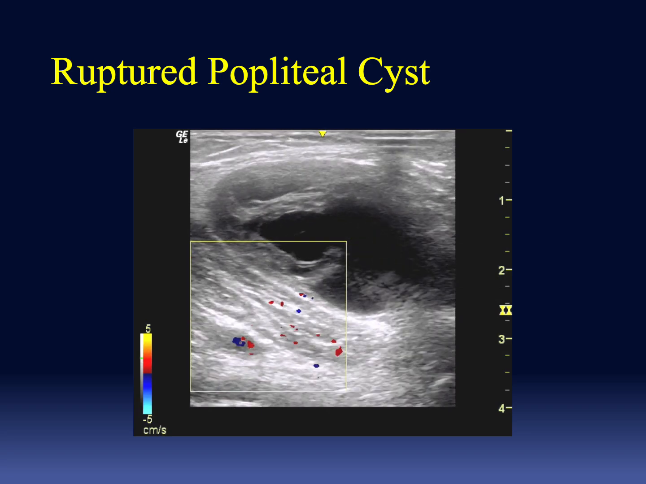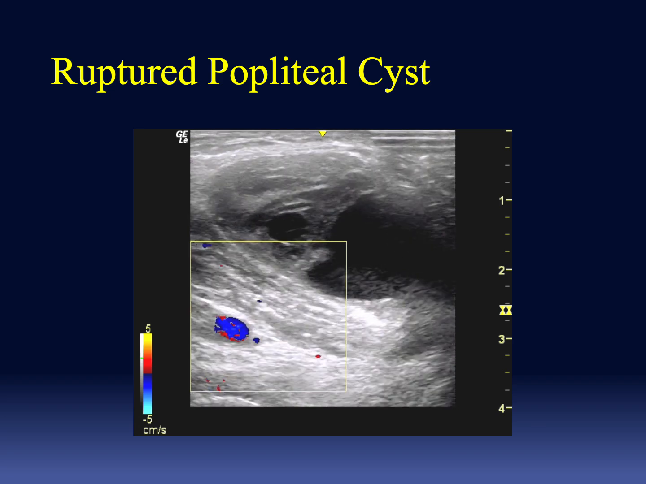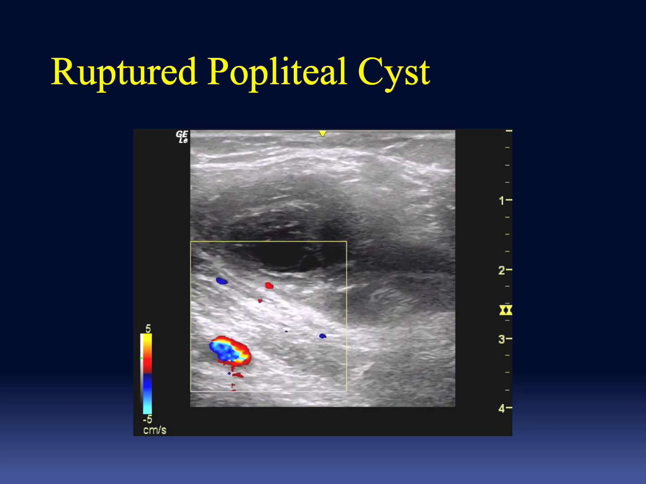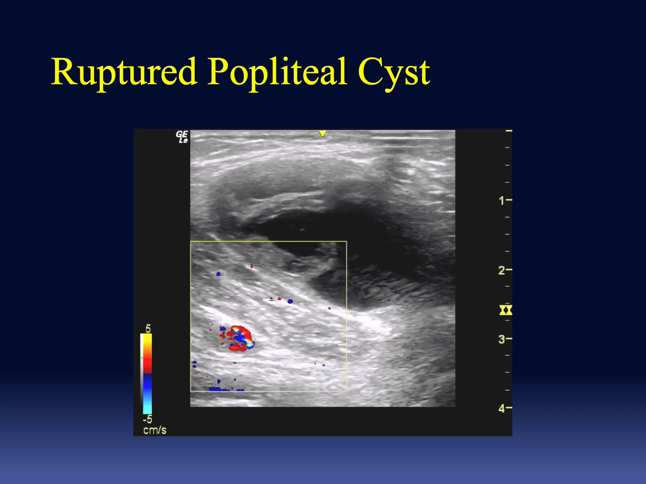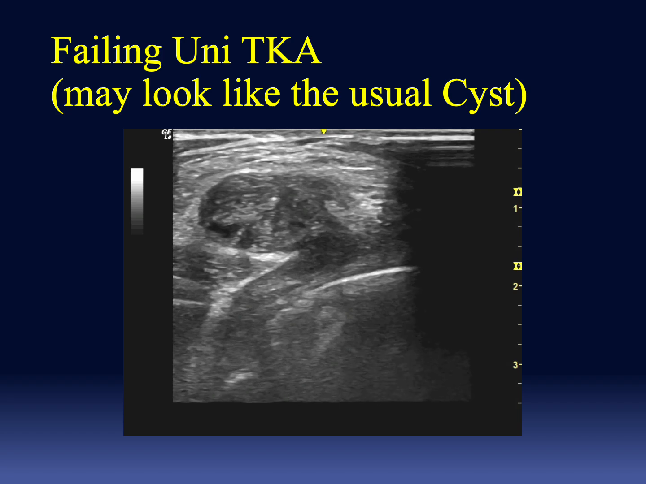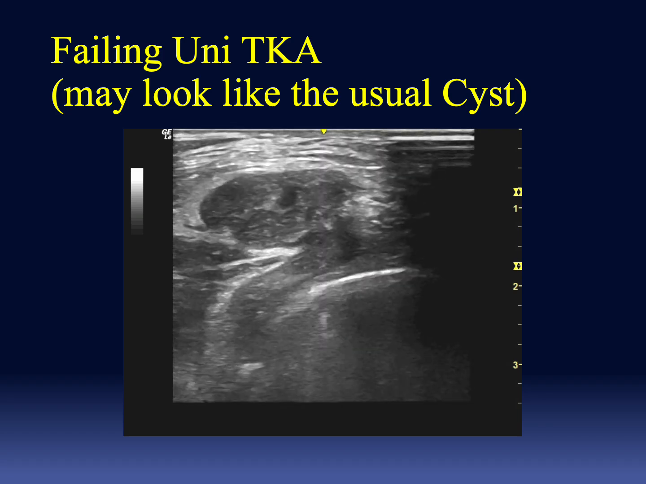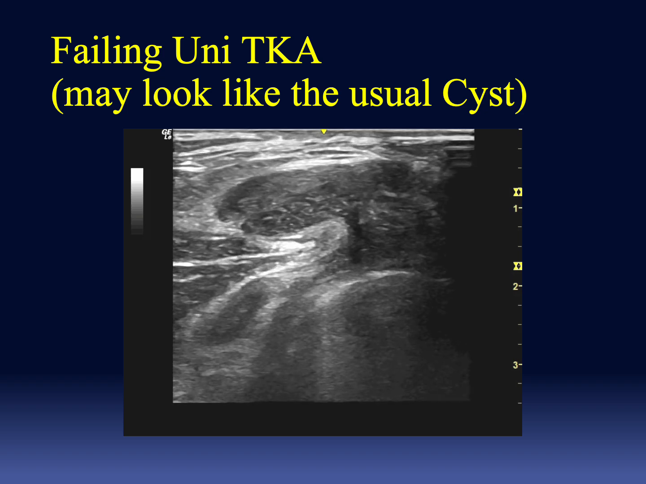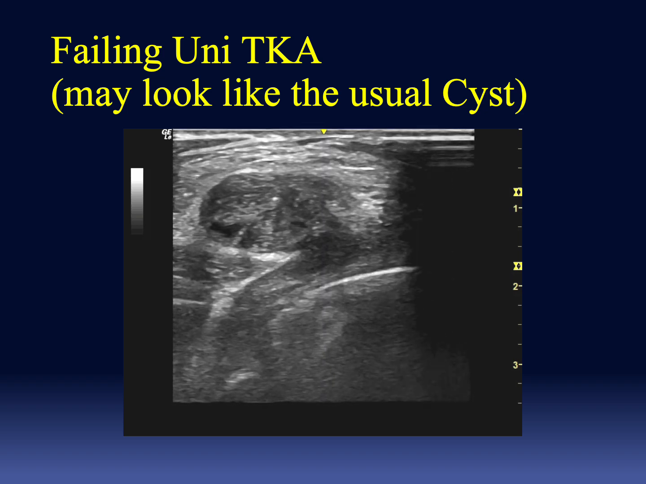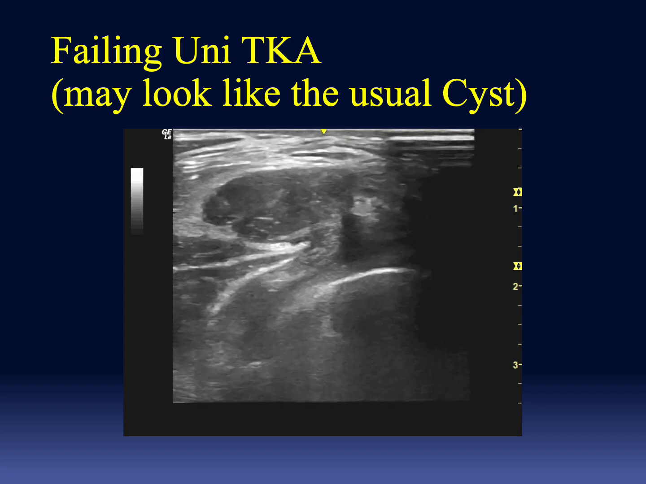Sometimes the cyst can be a little different. In this cyst, we can see fibrinous material in the wall of the cyst indicating a previous bleed into the cyst, and this is referred to as a ruptured cyst. Or this one is, I think, an artificial cyst created by debris from a unicompartmental total knee. You can see the debris dissecting on the deep surface of the gastrocnemius in the lower left-hand corner.